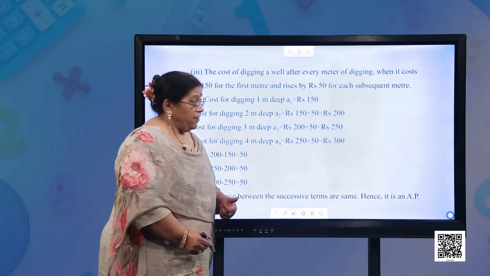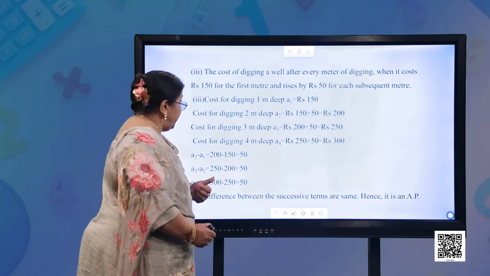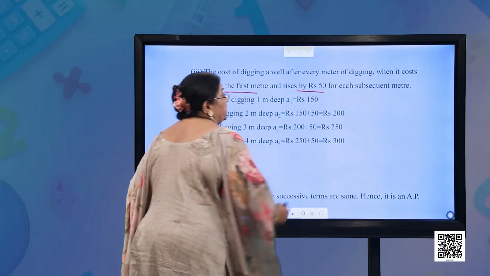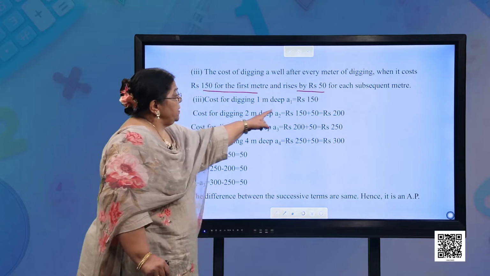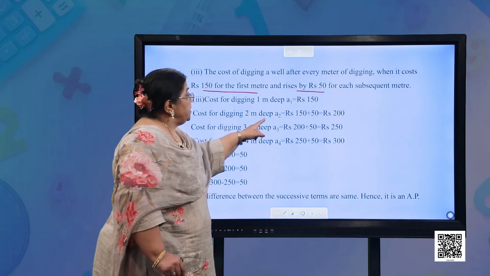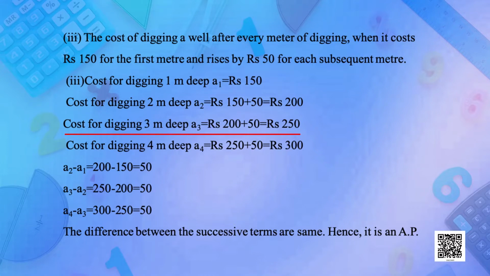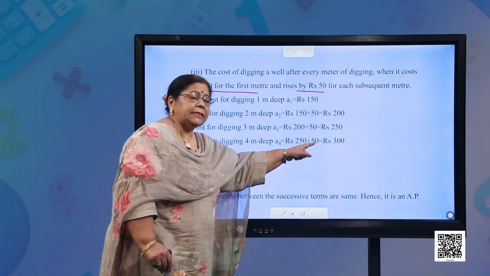The cost of digging a well after every meter of digging, when it costs 150 rupees for the first meter and rises by 50 rupees for each subsequent meter. Cost of digging 1 meter deep is A1, that is 150 rupees, and cost of digging 2 meters deep, that is A2, is 150 plus 50, that is 200 rupees. Then cost for digging 3 meters deep is A3, 200 plus 50, that gives us 250 rupees. Then cost of digging 4 meters deep is 250 plus 50, that gives us 300 rupees.